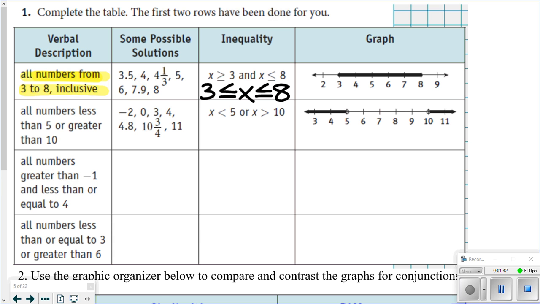So notice if we were to graph this, I have two different numbers, two inequality symbols. So I'm going to put one circle at 3. It's going to be closed. My other circle is going to be at 8, and it's also closed. And remember, we gave examples of 3.5, 4, 5, 6. So we would shade in the middle numbers greater than 3 and less than 8. So connect them. So this is a conjunction. It's connected.